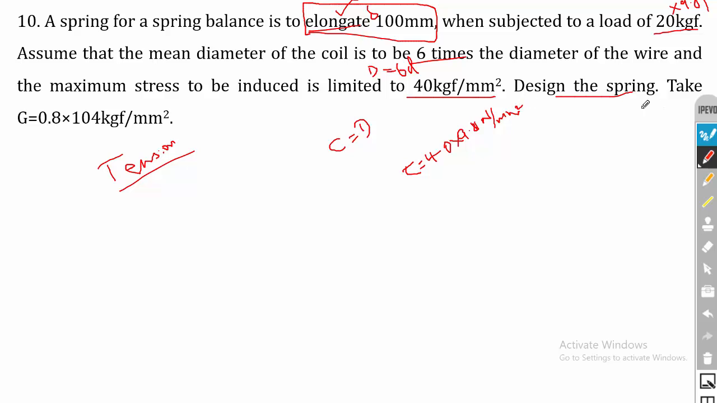Design the spring. Take G is equal to 0.8 into 10 power 4 kgf per mm square. Here also multiply by 9.81 to convert into Newton per mm square. Convert all the kgf values into Newton, but remember that here only one load is given and only one deflection is given. So we don't need to calculate the pressure differences, del max, P1, P2 and all those things. Directly you can take the P value, you can take the del value and you can start the design procedure.